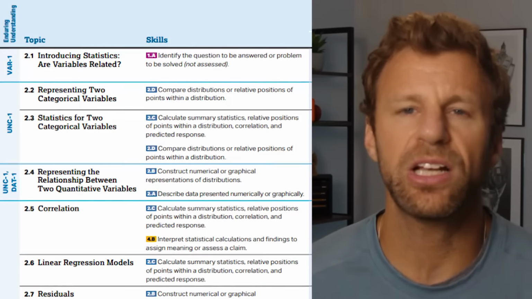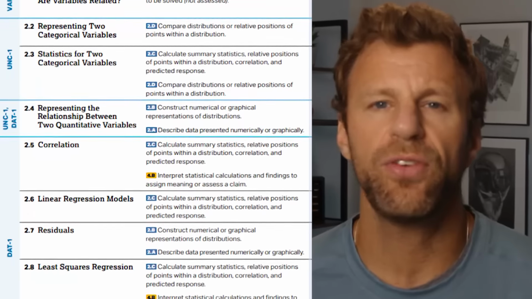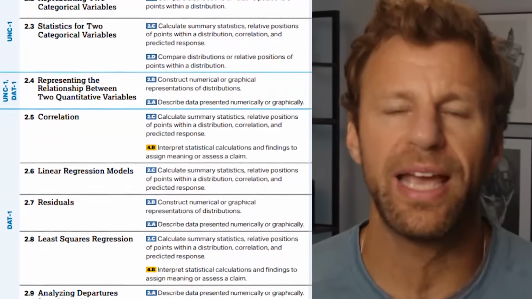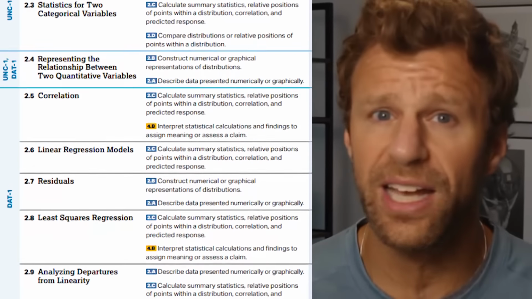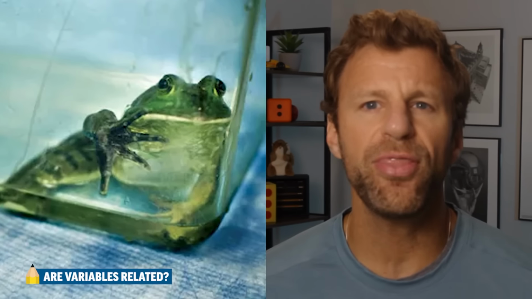Unit 2 covers exploring two-variable data. That's taking one set of data and collecting two variables from it. We then analyze those two variables and how they possibly are related to each other. Again, one set of data, two variables collected from it. Maybe that's one sample of frogs and their lengths and their weights were measured.